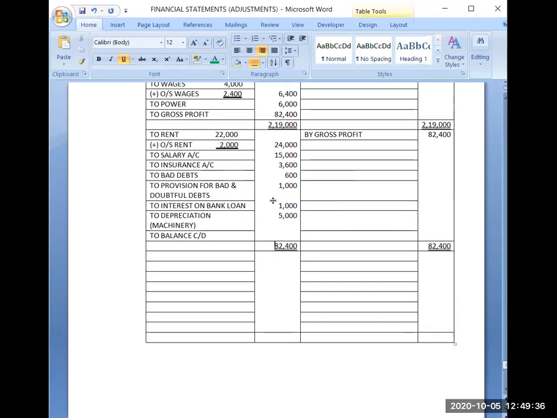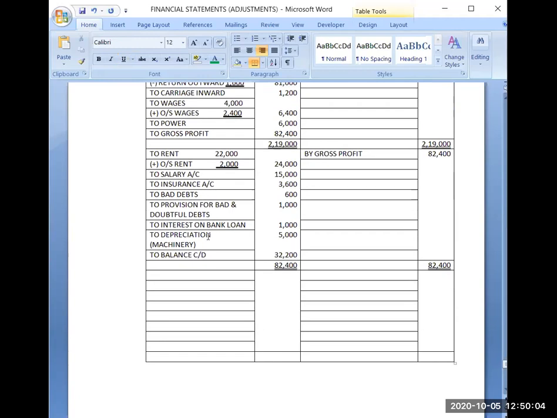Now out of this 82,400, I will subtract these amounts, so that I will get a net profit of 32,200. This is a profit before charging manager commission. As I told you yesterday that whatever the case may be, you will always calculate that manager commission on this profit. Profit before charging manager commission, profit before deducting the manager commission.